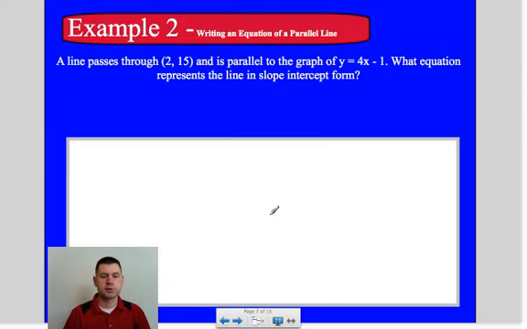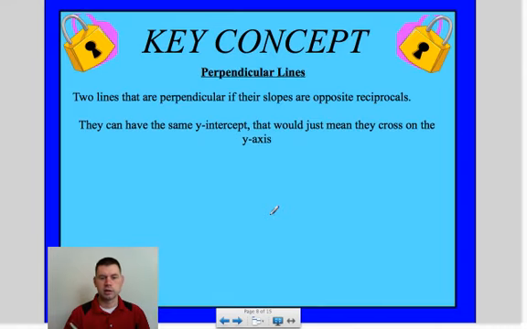Okay, so example 2, you have a line that passes through (2, 15) and is parallel to the graph of y = 4x - 1. Now I want you to do that on your own, see how you get that, and we'll check that, followed by a pre-quiz, tomorrow in class to see if you got the same answer. Okay, we're going to go ahead and stop right there. We'll come back in the next video and talk about perpendicular lines.